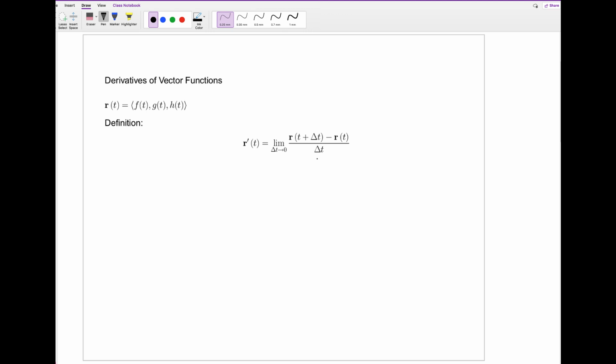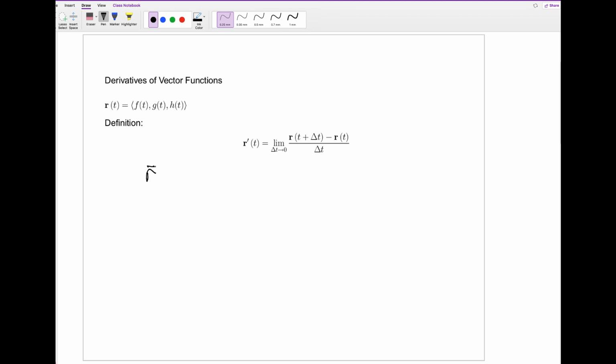This is exactly analogous to the definition of the derivative for a regular old scalar function, except now we have a difference of vector functions here, and dividing by delta t is the same as just multiplying by the scalar 1 over delta t. We already talked about what it means to take a limit, so let me write how we can do that.